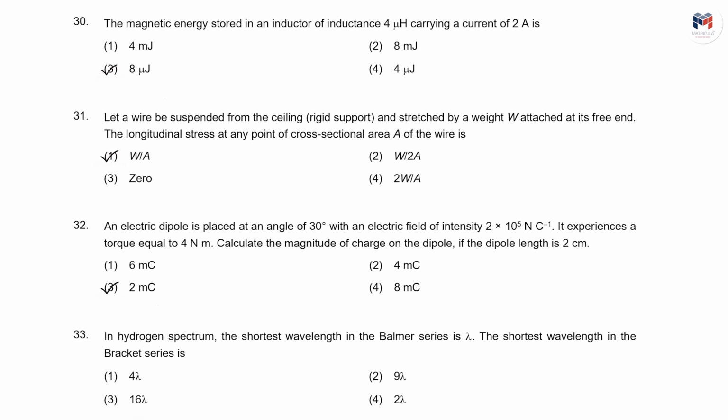Question number 33. In hydrogen spectrum, the shortest wavelength in the Balmer series is lambda. The shortest wavelength in the Brackett series is, the answer is option number 1, 4 lambda.